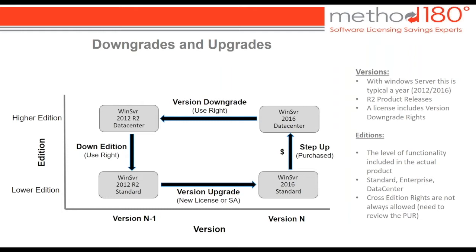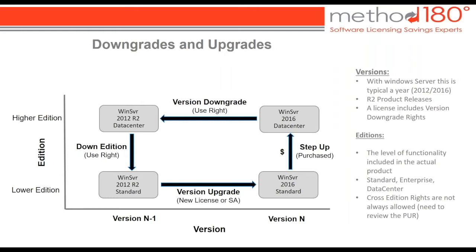But that's what we call an embedded use right within the license, so a downgrade right. There's also the concept of a down edition right, whereas if I have a Windows Datacenter license, I can use that license to actually license a Windows Standard instance. Probably not the most cost-effective thing to do, but if I had some extra Datacenter licenses and was short on Standard, I could apply that.